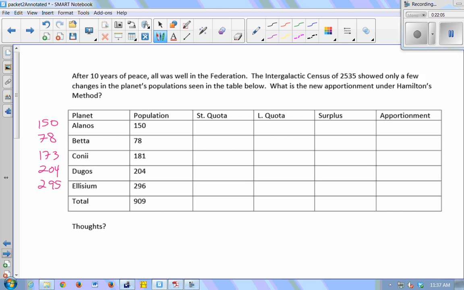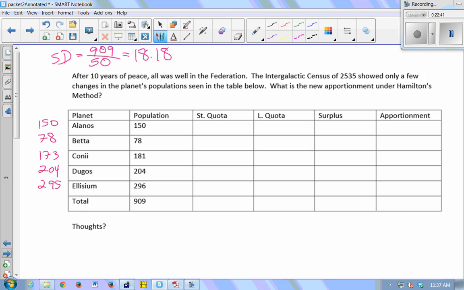So most of them stayed the same. Coney went up by about 8 million, I think we're measuring this in. And Dugo stayed the same, and Elysium grew by 1 million. All right, so my standard divisor is going to change because my population changed. So it's now 909 divided by 50. And what's that? 18.18. Good.